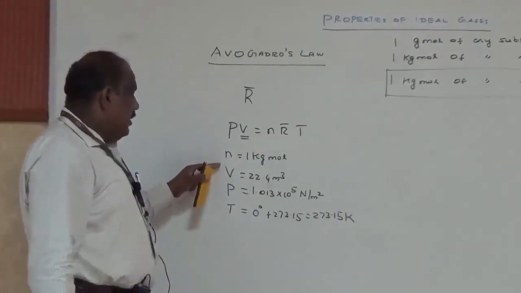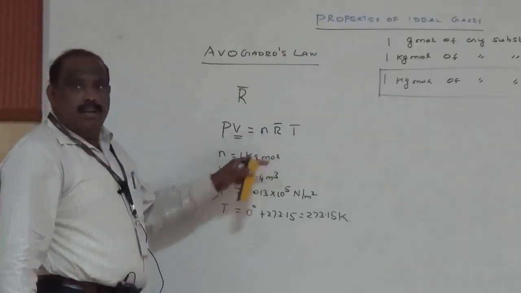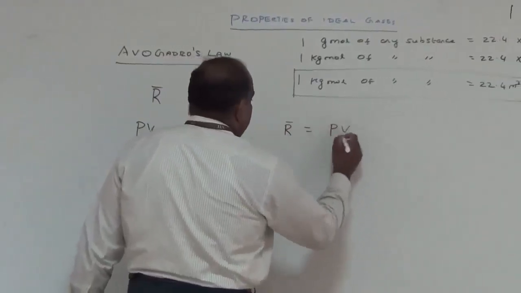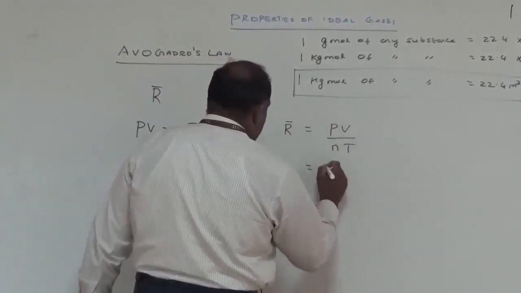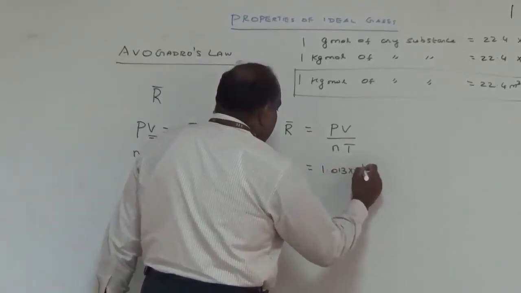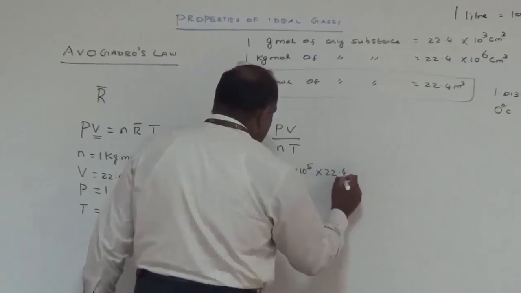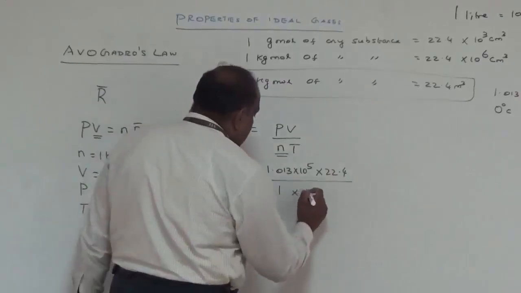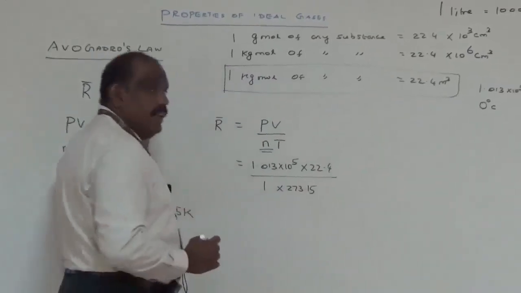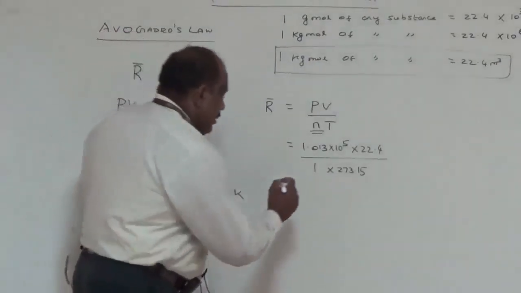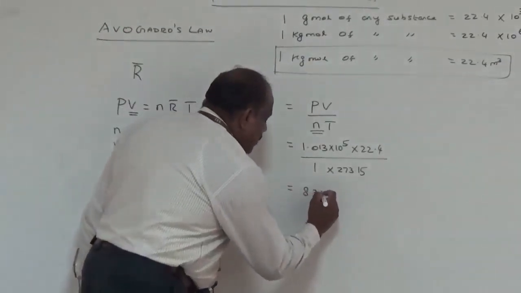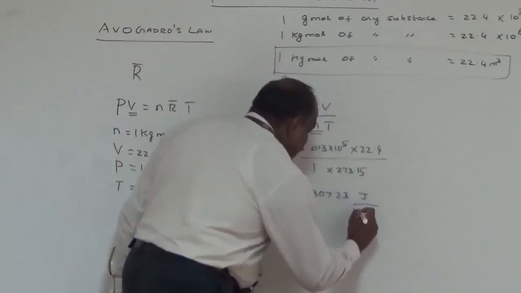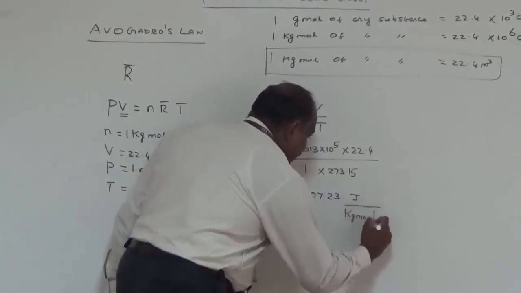So now we have the values of N, V, P and T. The only unknown is R bar. From this we can easily find the value of R bar. R bar will be equal to PV by NT. So P is 1.013 into 10 power 5, into volume 22.4, by N is 1 because we considered 1 kilogram mole, and temperature is 0 degrees Celsius or 273.15 Kelvin. So what is the answer? 8,307.23. So the unit will be Joule per kilogram mole Kelvin.